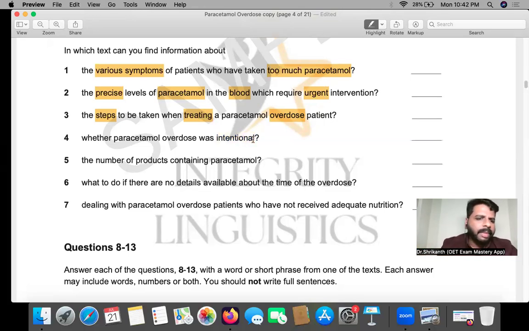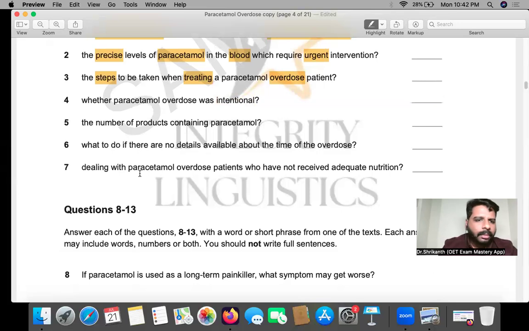Right. So now let's maybe do the seventh question over here. Okay, maybe the sixth and seventh we will do. So let's read the sixth question over here. What's the sixth question telling us? The sixth question is telling us what to do if there are no details available about the time of overdose. Now, what are they asking you? What step should you take if no details are available about the time of overdose?